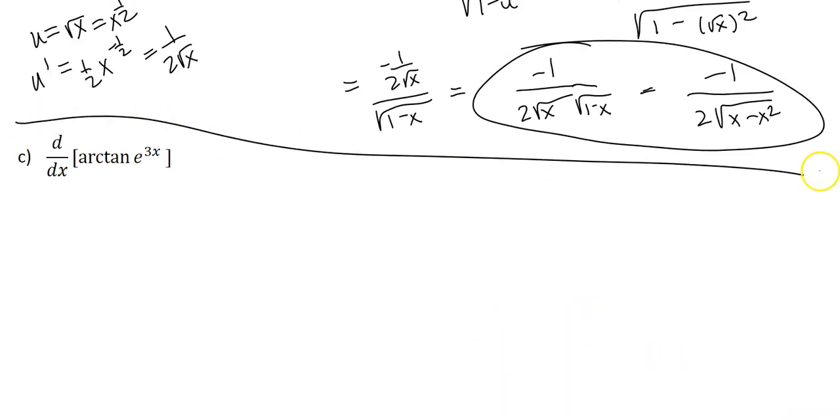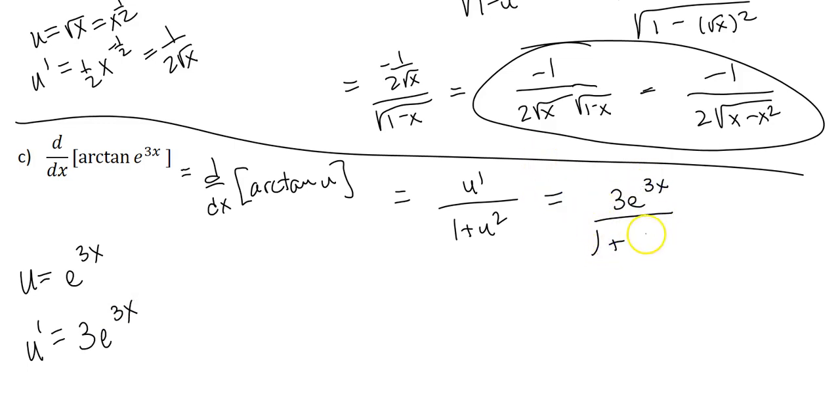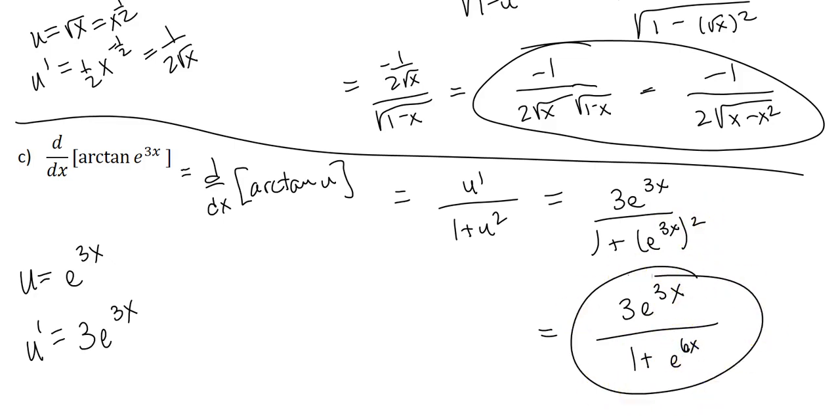And then one more of these that's kind of interesting. In this case, I've got the derivative with respect to x of the arc tan of u. So we know that this is going to be u prime over 1 plus u squared. U here is e to the 3x. So u prime is going to be the derivative of the exponent, which is 3 times e to the 3x. So this will be 3 e to the 3x divided by 1 plus e to the 3x squared, which is 3 e to the 3x divided by 1 plus e. Now when you raise a power to a power, you multiply, so that becomes e to the 6x. And that is your answer.